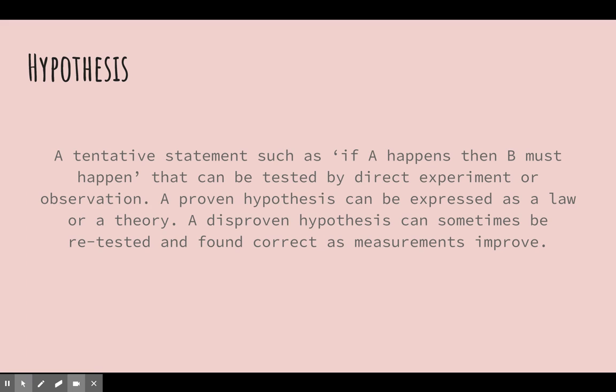A disproven hypothesis, however, can sometimes be retested and found correct as measurements improve. As we talked about early last week, science is ever changing, and this is an example of that. A hypothesis that was once tested or once disproven, as measurements improve, as new things are discovered, and as more technology is created, can be retested and found correct as those measurements improve.